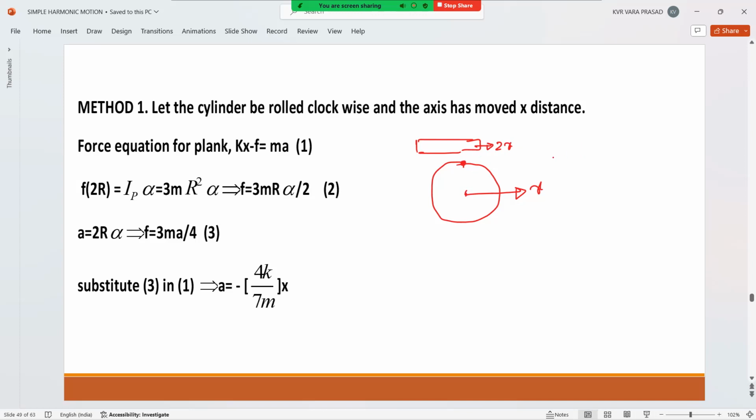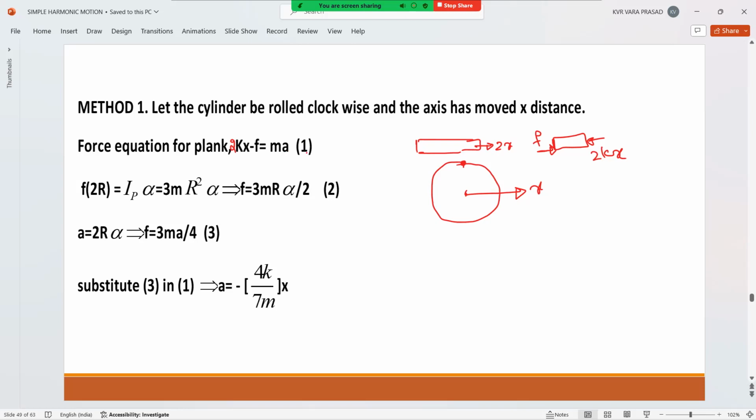Now see the force equation for the plank. The force by the spring on the plank is 2kx. I think I have written here only kx. Make the correction here. It is 2kx. And assume friction is on the right side. This is completely our choice. I have taken it to the right side. So the net force on the plank is 2kx minus f, equal to m into a.